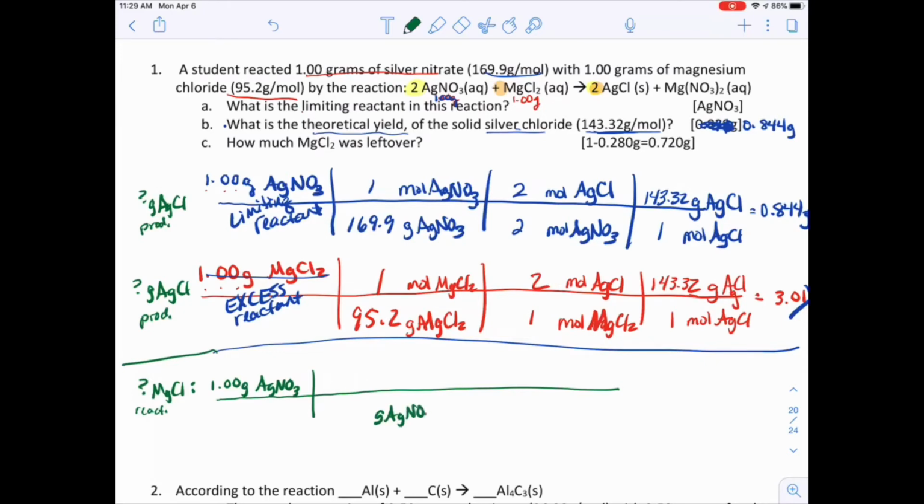So we're going to go from grams of silver nitrate into moles of silver nitrate. I'm going to go from moles of silver nitrate into moles of magnesium chloride.